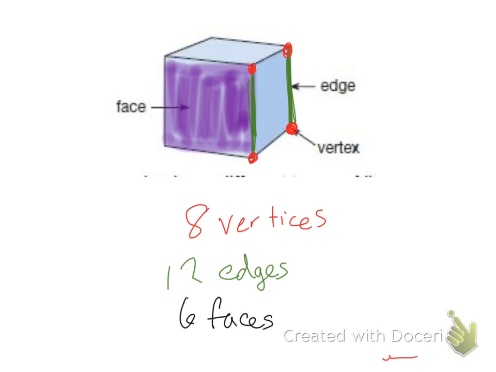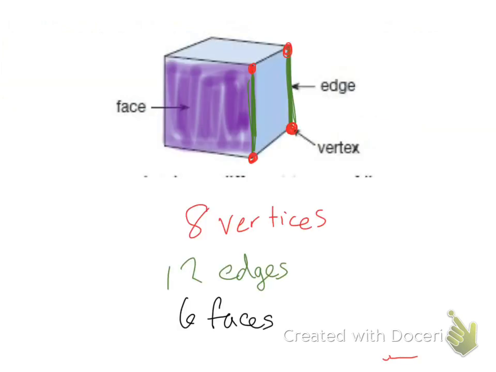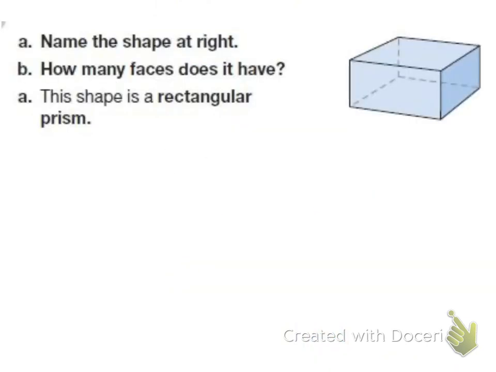Okay. Rectangular prisms also have different types of line segments. Okay. So a rectangular prism also has edges, faces, and vertexes. So this shape here, it says to name it. So if we look at my map, it looks like a rectangular prism because it's made up of rectangles. So this is called a rectangular prism. Okay. Then it says how many faces does it have?